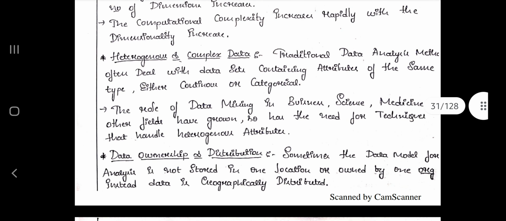Scalability: it's not easy to scale to a large amount of data. High dimensionality: there are many features in it. Heterogeneous data means it takes data from different data sources, and complex data means it is not in an understandable format. Many factors are considered in a single data.